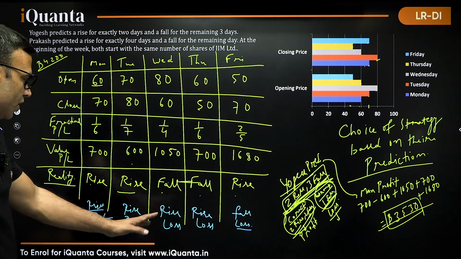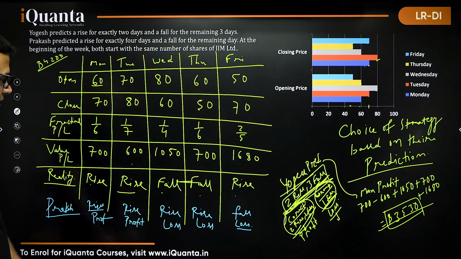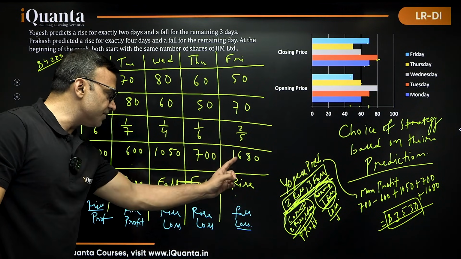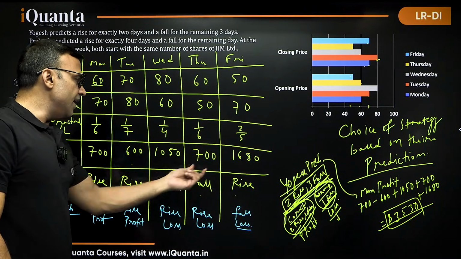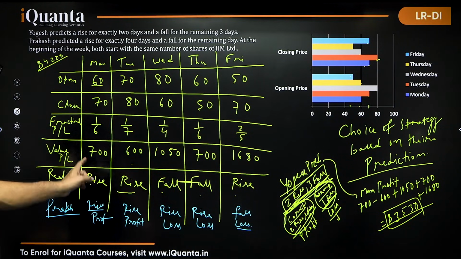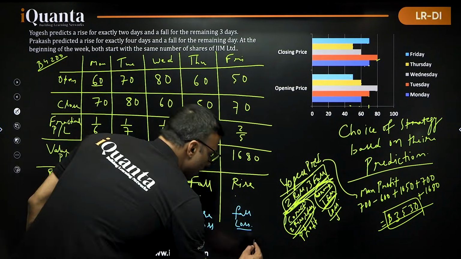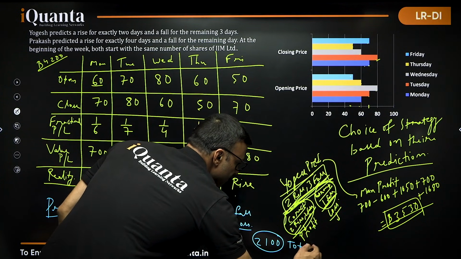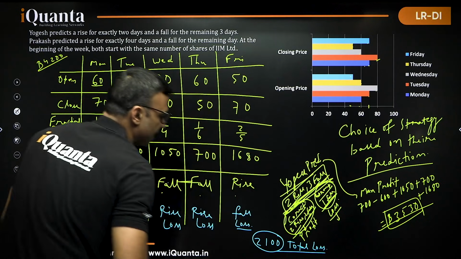So, his total profit value will be 700 plus 600, 1300. And total loss value will be 1050 plus 700 plus 1680. How much is that? 10 and 16, 26 and 33, 34, 30 minus 1300. So, 2100 total loss. Right, and that is the maximum loss that he can suffer.